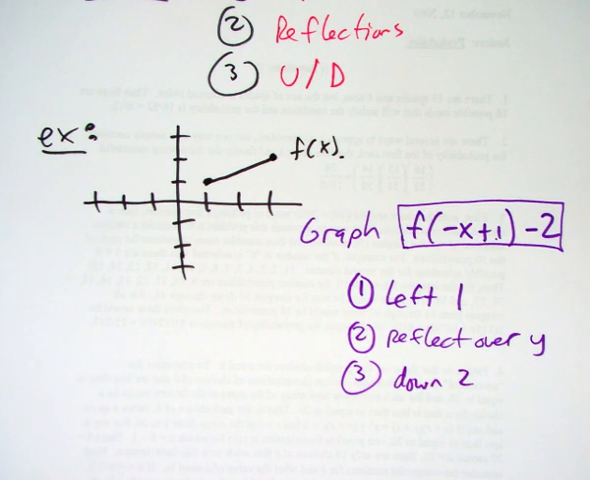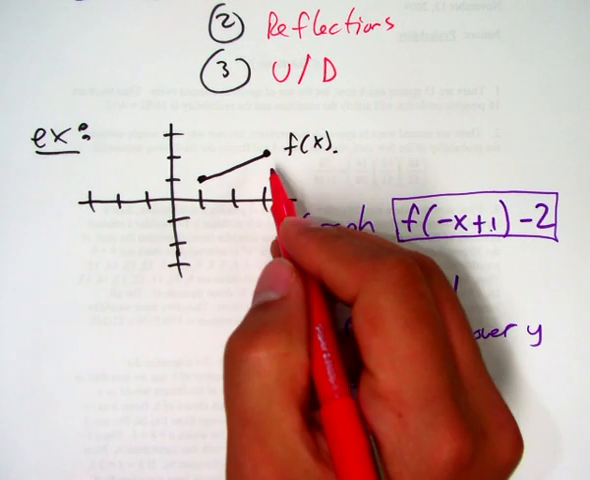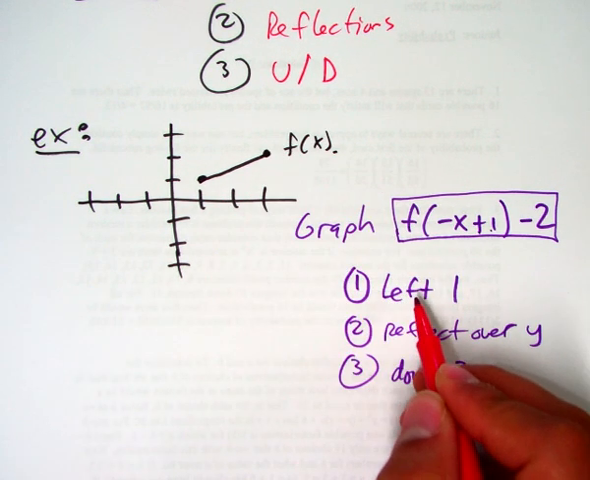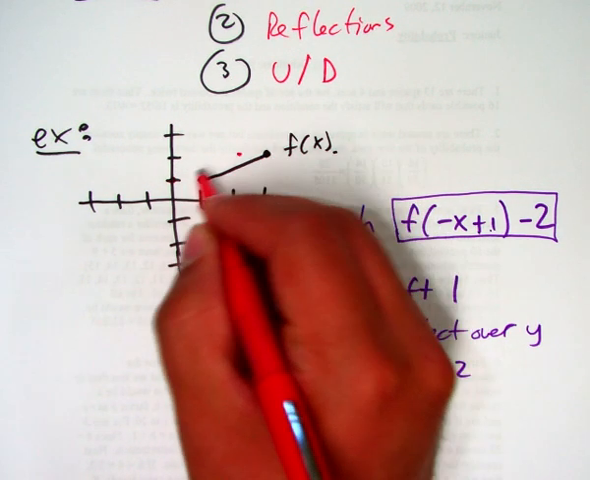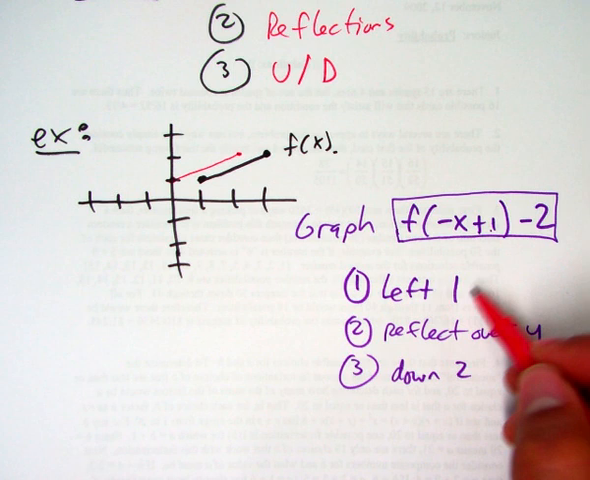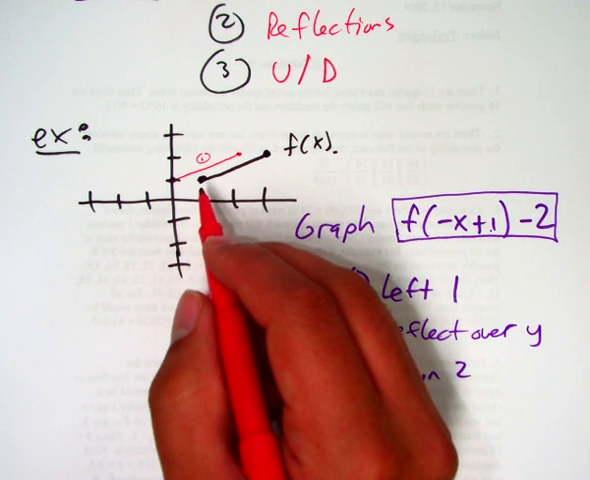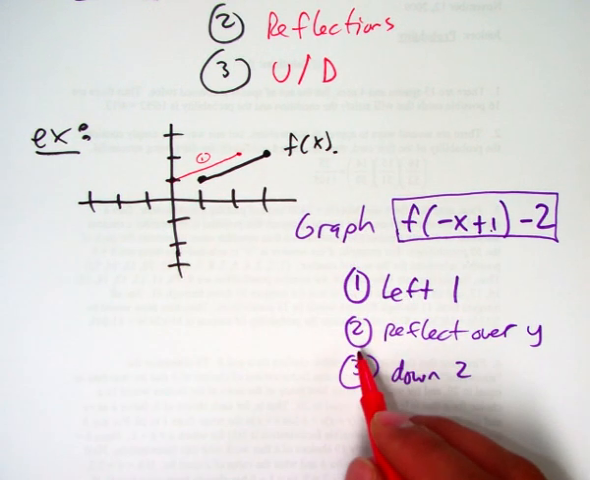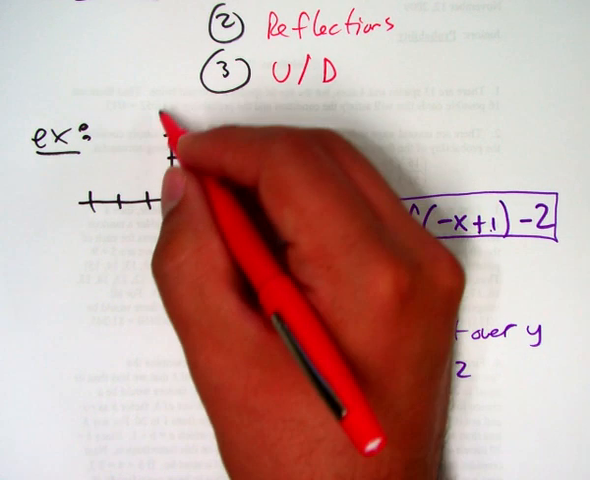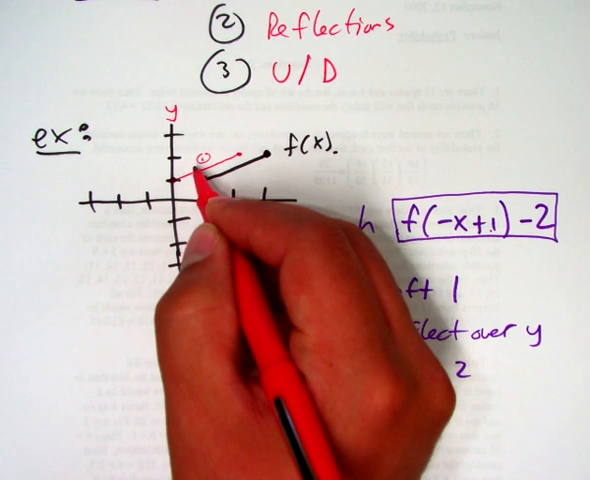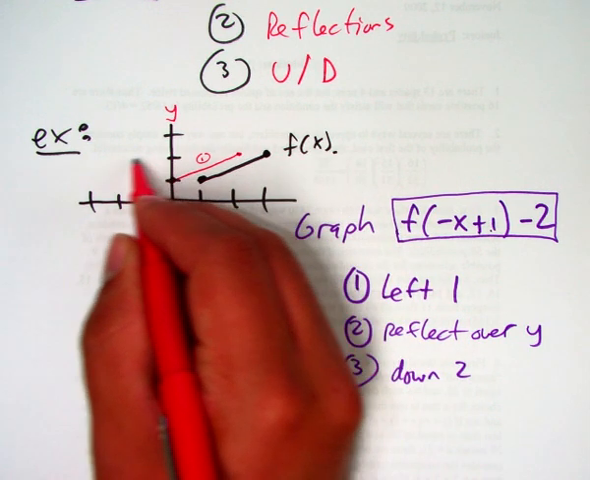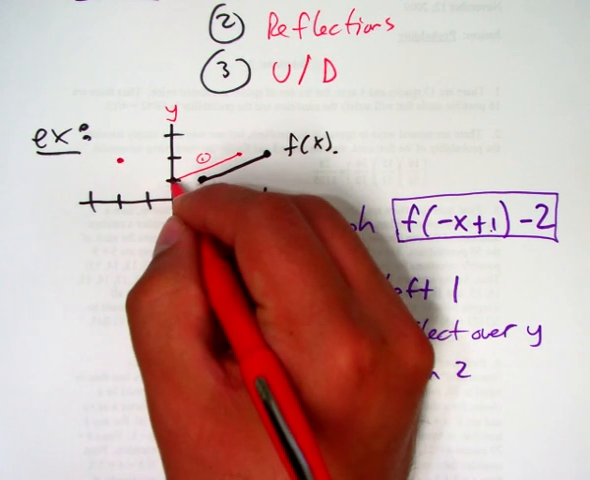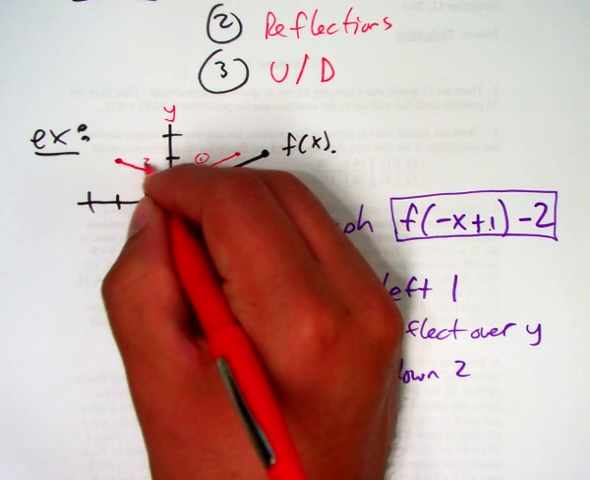So first, you just take the original function, which is f of x, and you do exactly what this says. You move everything left 1. So this point goes left 1, this point goes left 1. So after I do step 1, here's where I'm at. Okay? Now it says to reflect over y. Well, my y-axis is this one. So if I just flip this over the y-axis, this point stays right where it is. This point's going to go to negative 2. And now this is after my second step is done.